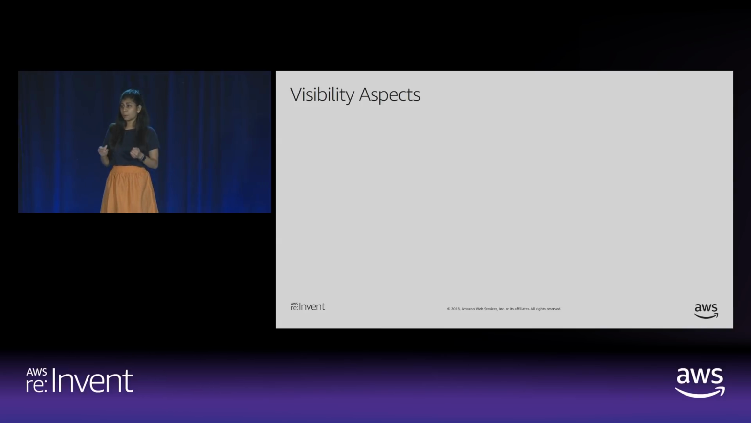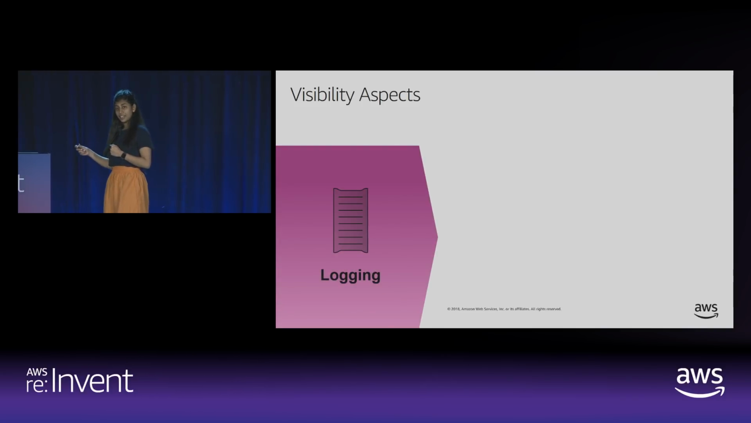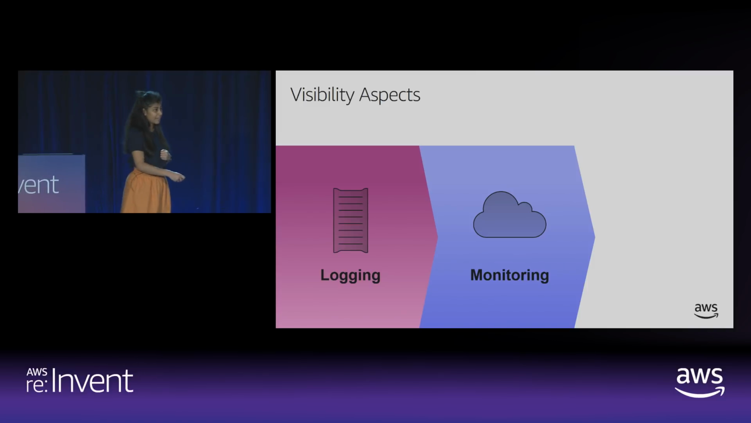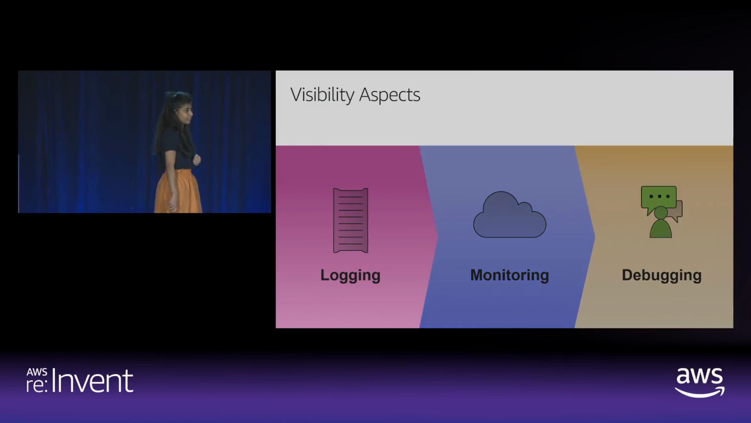So there are 3 core visibility aspects. It starts with logging, then monitoring, and then we have debugging. So let's start with logging.